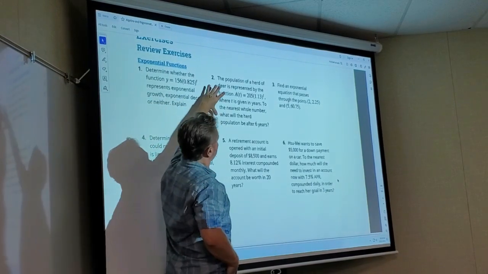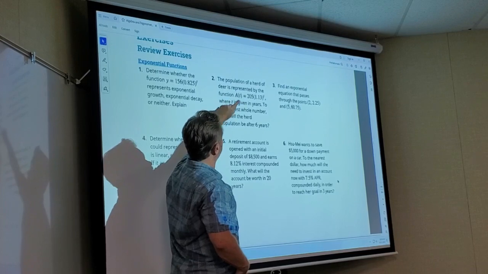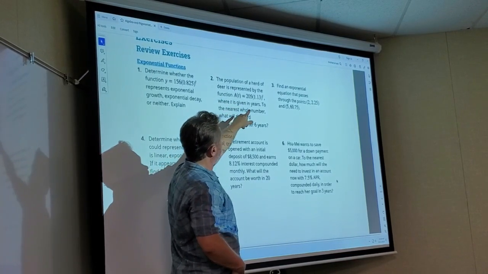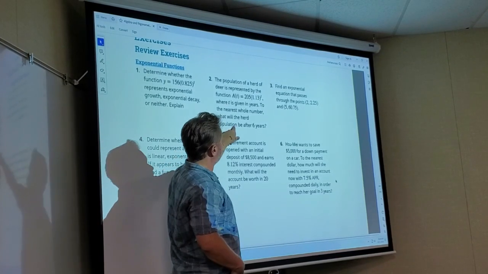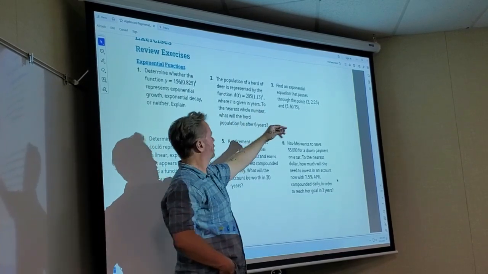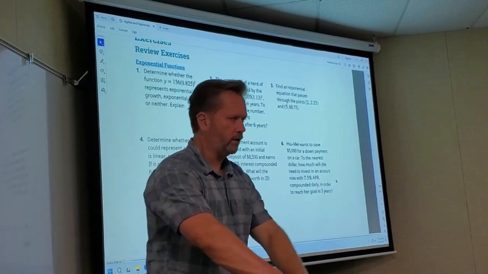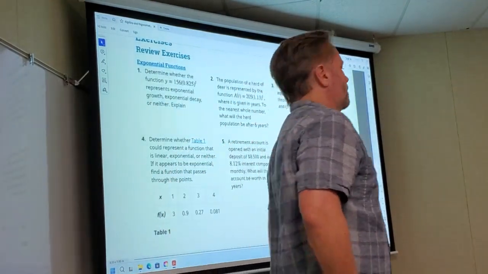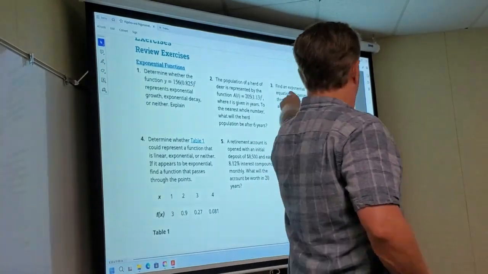So I'm going to give you a problem like this where it's just a plug and chug problem. You guys see that? The population of a herd of deer is represented by the function, where t is given in years. To the nearest whole number, what will the herd population be after 6 years? To the nearest whole number, which makes sense. I don't want 0.73 of a deer running around. That would be scary. That would be a little weird.